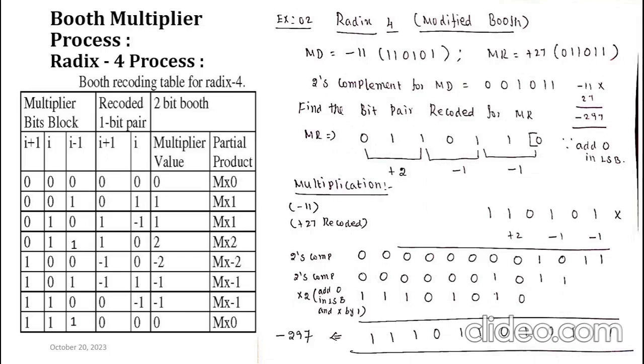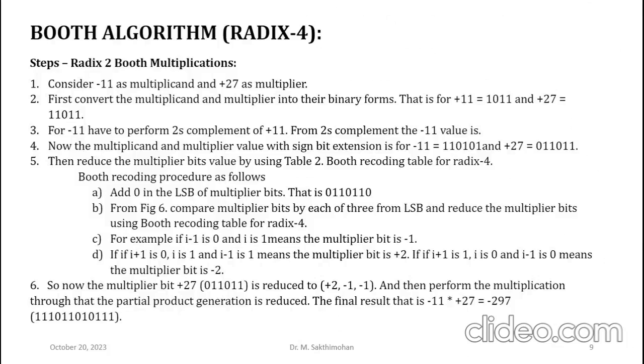Since the result is -11 times 27 equals -297, that exact answer is there in the Radix 4 process, that is 1110 1101 0111, which is -297. This is the process of the Radix 4 Booth multiplier, and the same thing I told in the previous example is explained in a theoretical manner here.